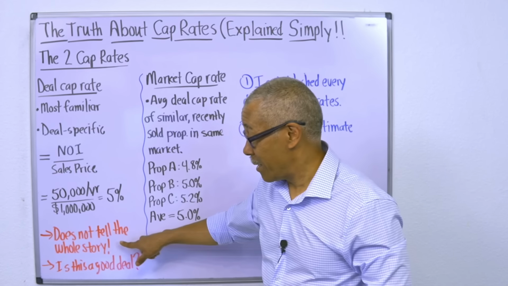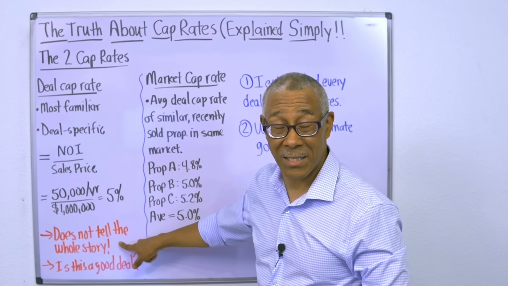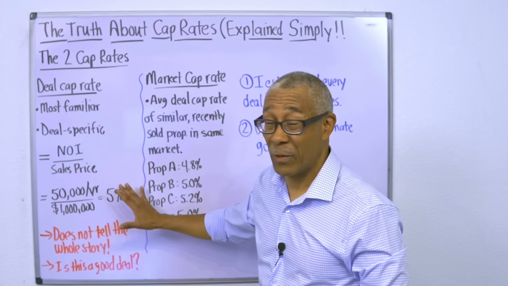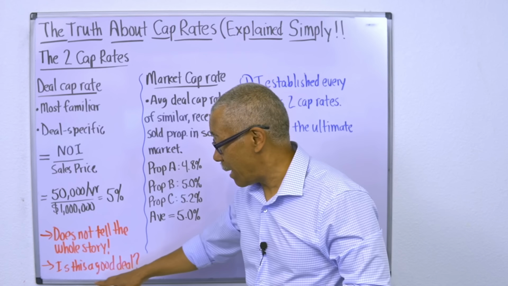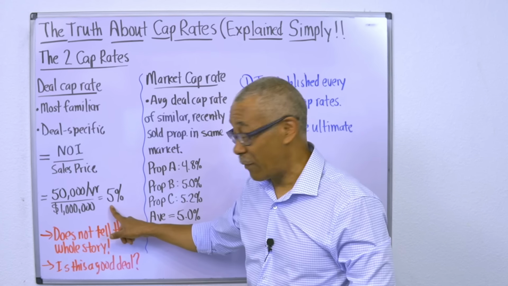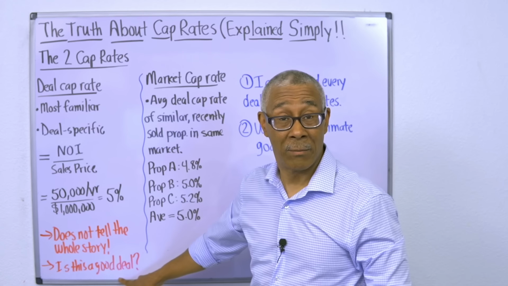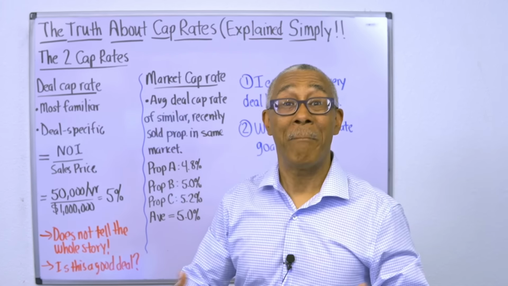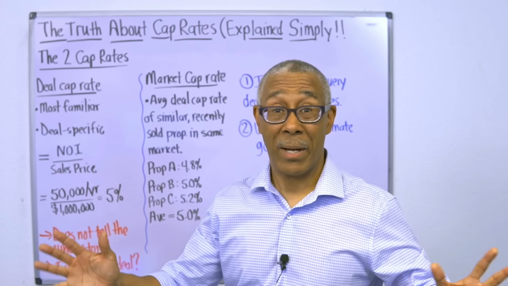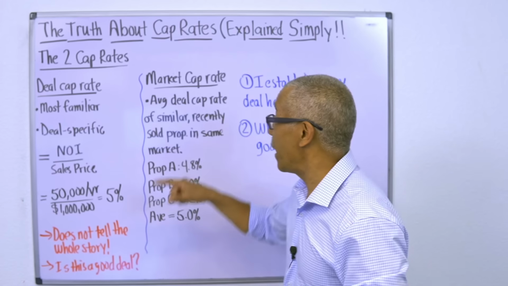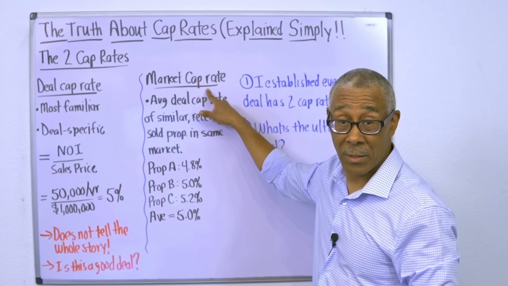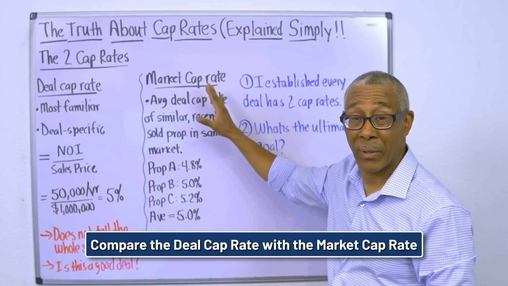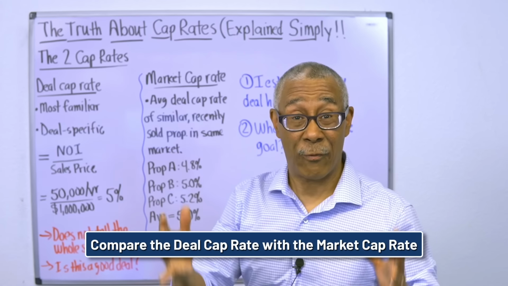Most of you will make a buying decision based upon this number, and that's an awful thing to do. Very short-sighted. Now, since this deal cap rate is at 5%, is this a good deal? Who knows? It must be compared to something. Compared to what? It must be compared to the market cap rate. The deal cap rate must be compared to the market cap rate to make the most informed decision.